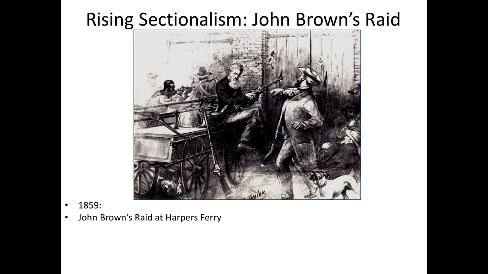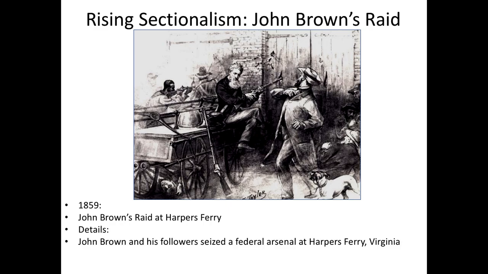John Brown is going to return from Kansas. He's going to hatch a plan. He's going to try to overthrow slavery across the South. And what he's going to do is go to a town called Harper's Ferry, Virginia. Today it's in West Virginia, but West Virginia doesn't break off from Virginia until midway through the Civil War. And so John Brown and his followers, which included some of his sons, are going to go to a federal arsenal at Harper's Ferry.